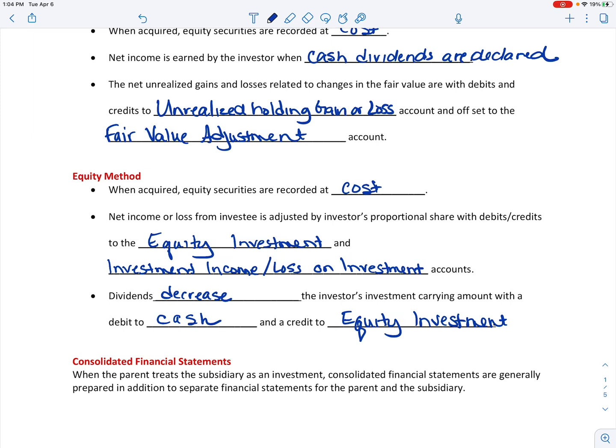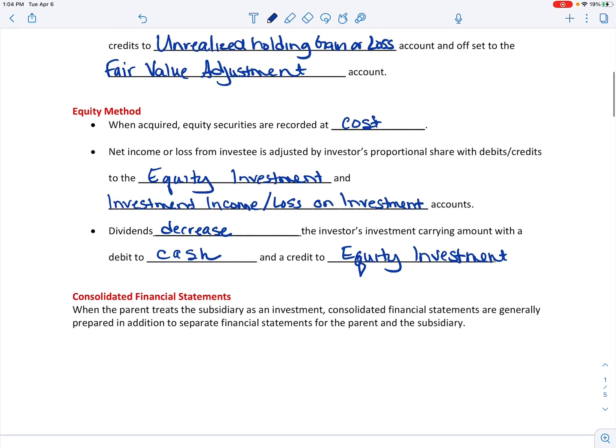And finally, if we have more than 50%, then we use consolidated financial statements because this is showing they have a controlling interest. We don't really get into that in this class. The subject of when and how to prepare these consolidated financial statements is discussed extensively in Advanced Accounting or Accounting 253 here at Harper.